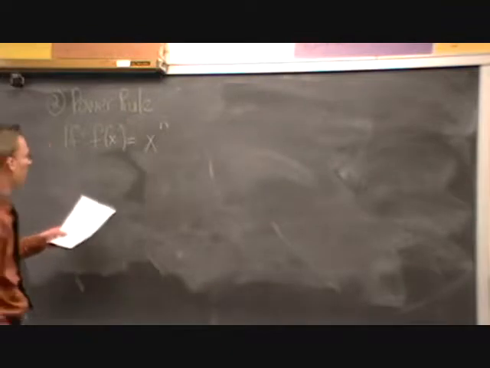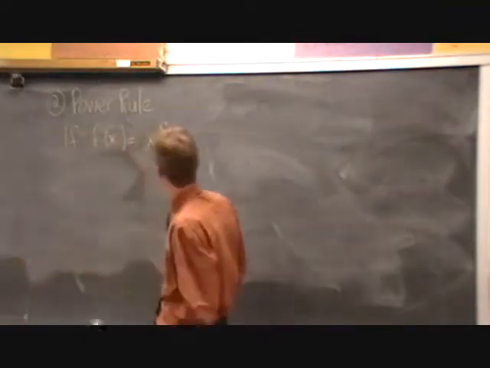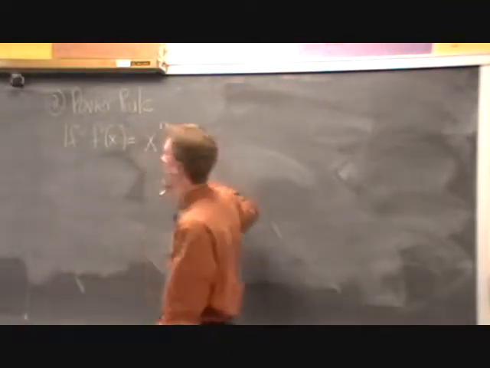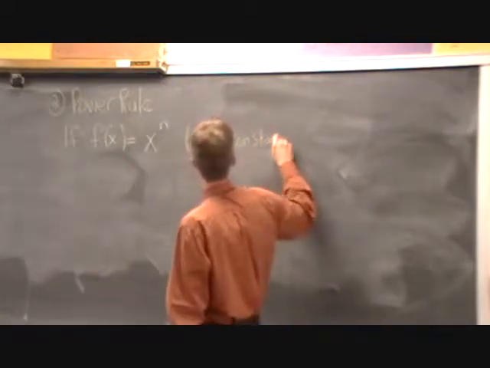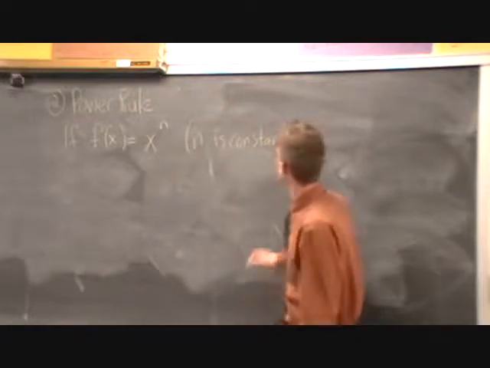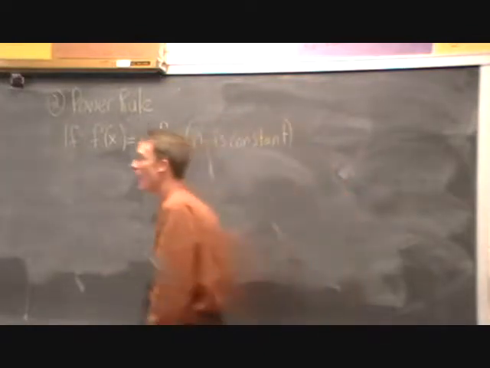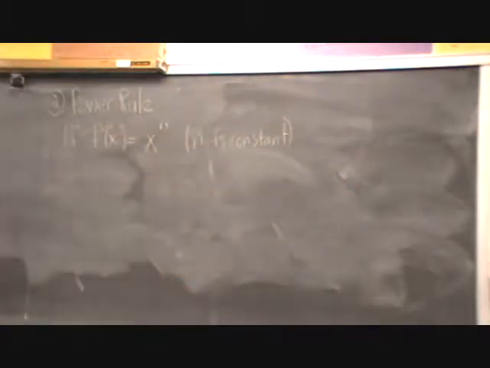If f of x is x to some power, where n in this case is constant, so it's not like x to the x power, it's x to like the 5th power. N has to be an actual number, not another variable. If it's a variable, that's a whole other topic.